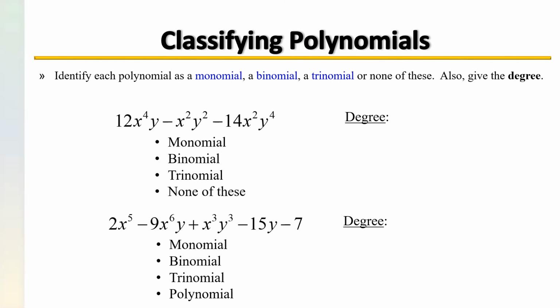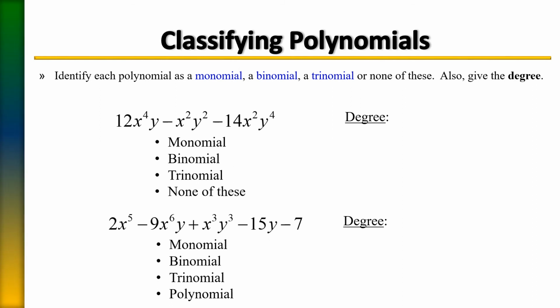Let's do 2 more. So what would you say this polynomial would be classified as? Well, I see 3 terms or 3 monomials. So therefore 3, tri, it is a trinomial. Now let's find the degree of this trinomial. So out of the 3, which one has the highest degree? That is correct. It's 6. If you said 6, then you are correct.